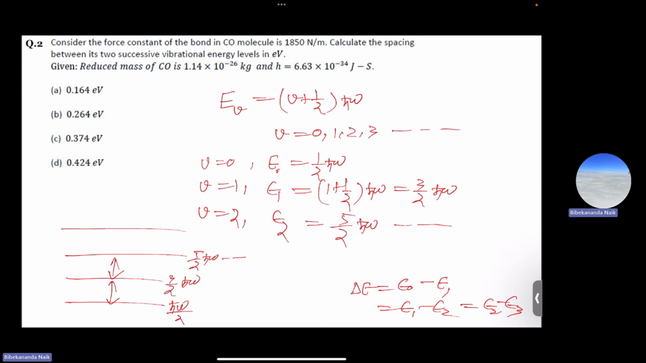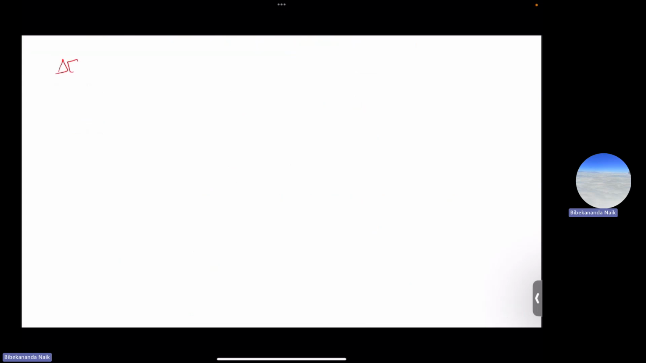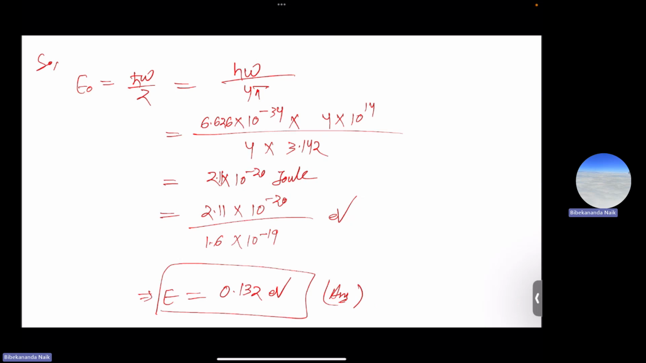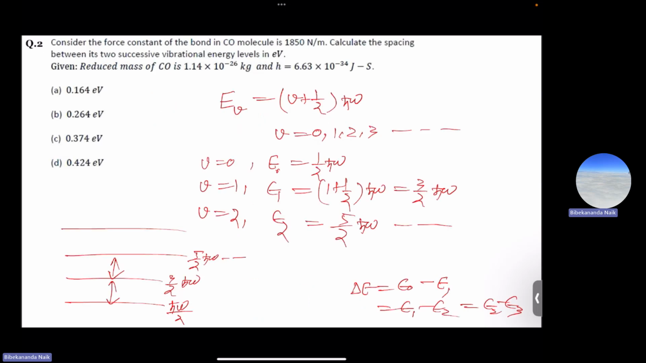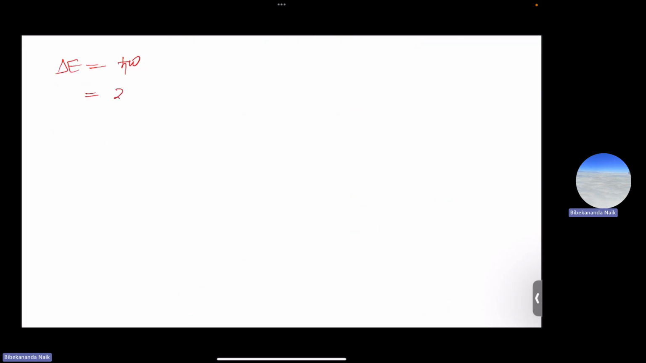So the difference in energy of any two consecutive levels, whether it is the first two levels or the last two levels, will be nothing but h bar omega. So like in the previous question, if you remember, all the values are also the same. So in the previous question, the value of h bar omega by 2 was 0.132 electron volt. So it will be 2 into 0.132 electron volt.